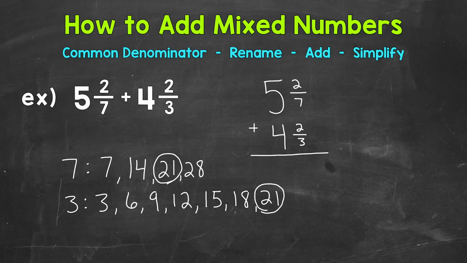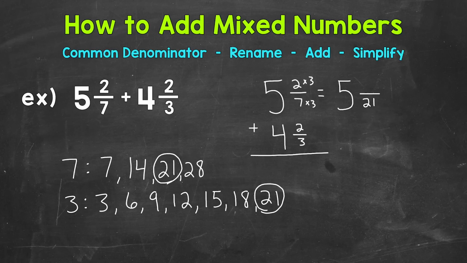So once we have that common denominator, we're going to rename the fractional part of our mixed numbers with that common denominator. That way we'll be able to add. So let's go over to our mixed numbers here and rename. We do not need to do anything with the whole numbers. So this is going to be 21. So let's use equivalent fractions to rename that 2/7 with a denominator of 21. So we need to think, how do we get 7 to equal 21? Well, 7 times 3 is 21. Whatever we do to the bottom, we must do to the top in order to keep this equivalent.